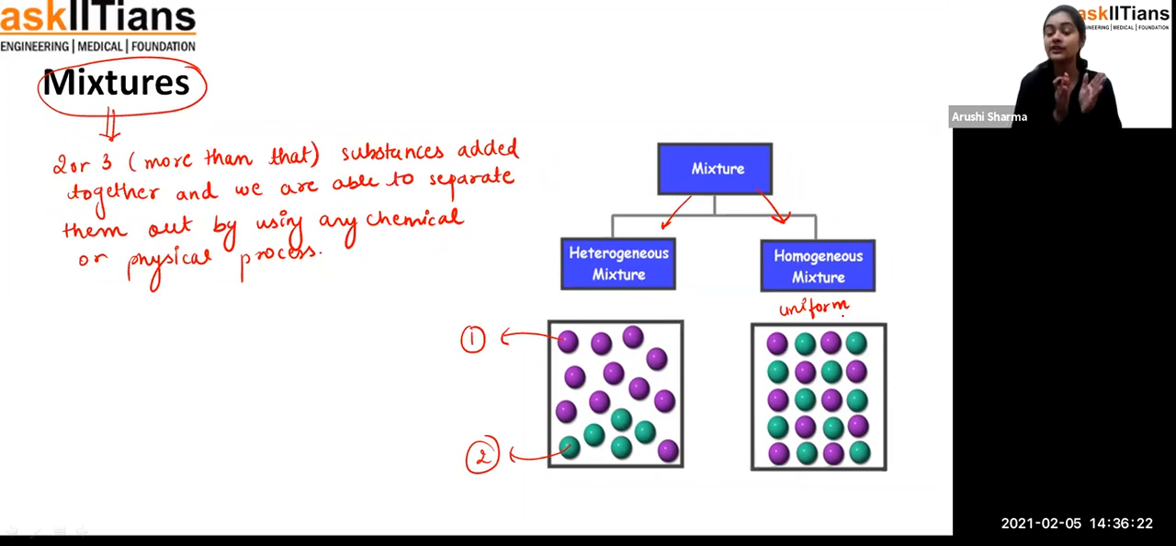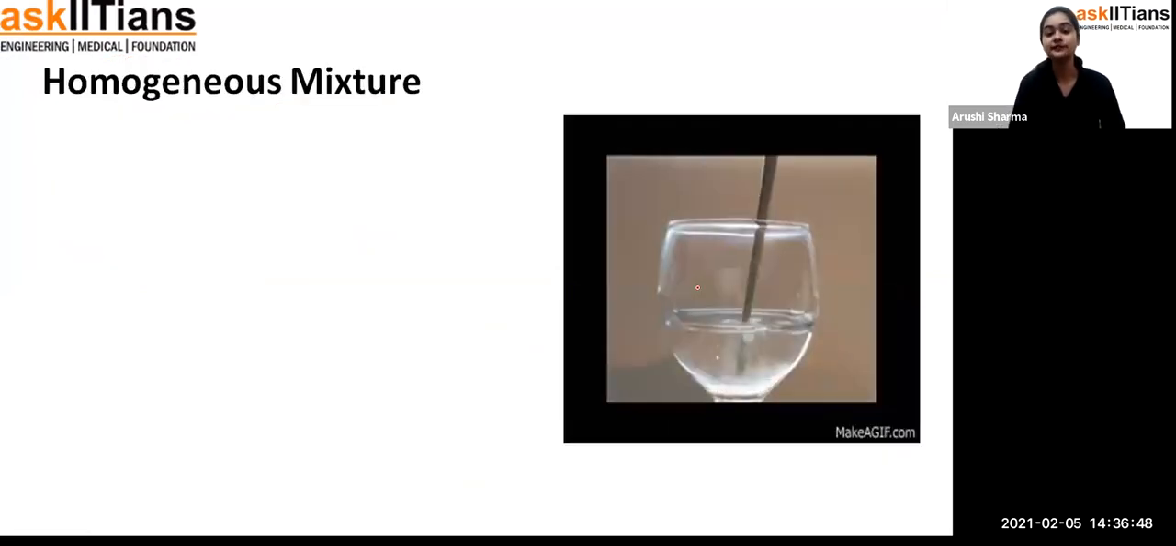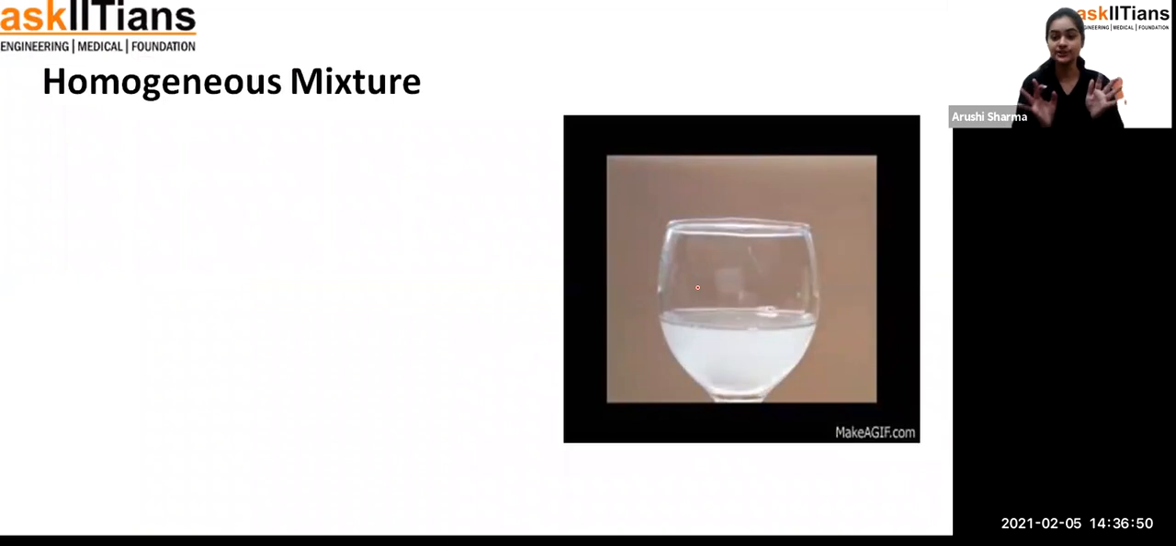But if we talk about heterogeneous, what we can see here is that the substances are not arranged according to uniformity. There is some kind of non-uniformity. Exactly, the substances are present at very random positions. So how they are present and how we are calling them homogeneous and heterogeneous, we'll see in the next slide. Okay.